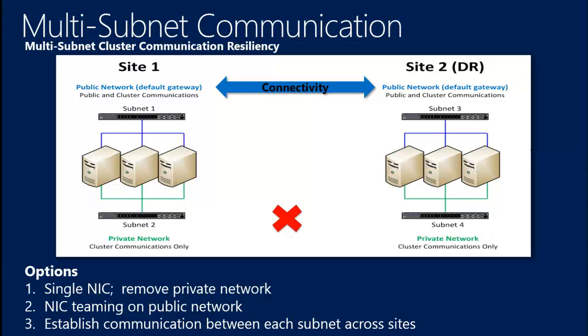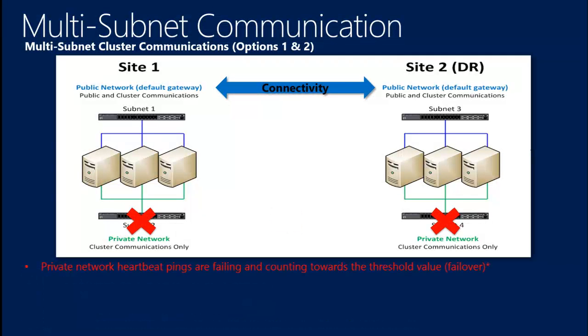You can go down to a single NIC, avoid the private network altogether, remove it. If you want to add a little bit more resiliency, you could add NIC teaming, and therefore you have 2 different front-end NICs to communicate. Or you could establish communication across sites for the different private subnets, or the private networks.